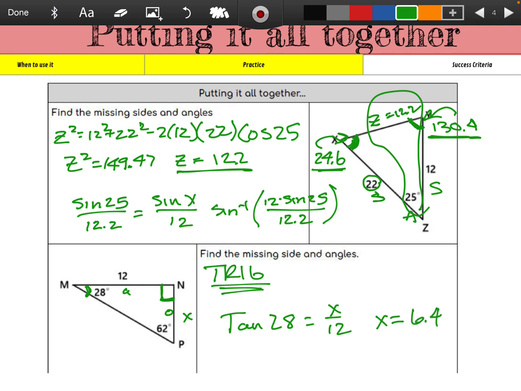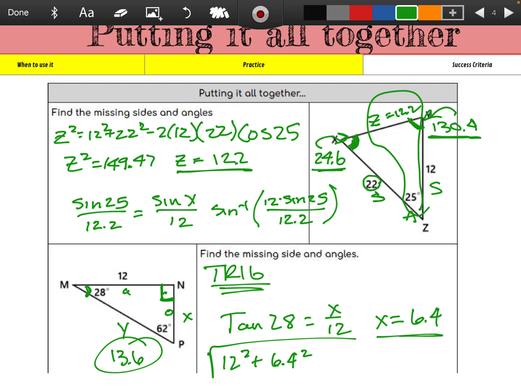Now, let's call the other side y. If I want to find this, I could use law of sines or cosines, or, because I know two sides, I can do the Pythagorean Theorem. So 12 squared plus 6.4 squared, and all that would be rooted. Either way, I'll end up with about 13.6. So here we knew this was 90 degrees, there's our first angle, and here's the side that we found. You could have found either one, the hypotenuse first or the opposite side that I found, and you could have used 62. It would have given you the same thing.